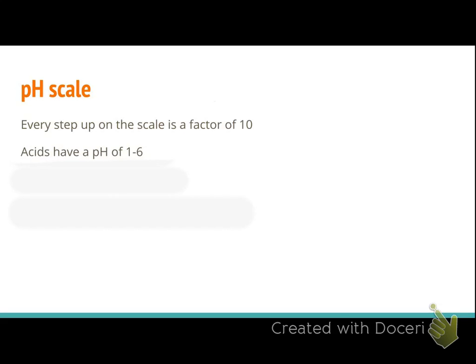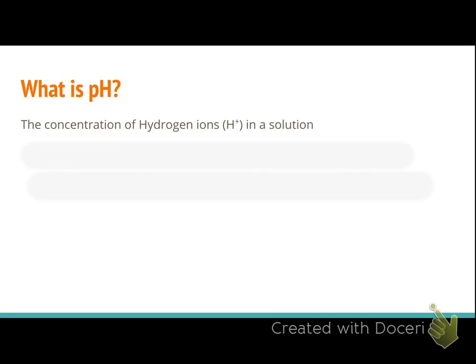Next thing, acids will have a pH of about 1 to 6. We're just going to say that roughly for right now. Bases are going to be a pH of 8 to 14, and if something is what we consider neutral, we'll look at it as having a pH of 7 for right now. All right, so what is the pH? We know if it's a 1 through a 6, it's an acid. We know if it's an 8 through 14, it's a base, but what does that mean?